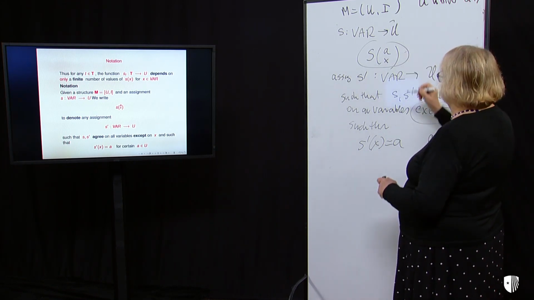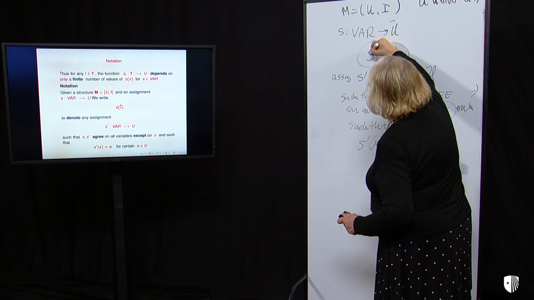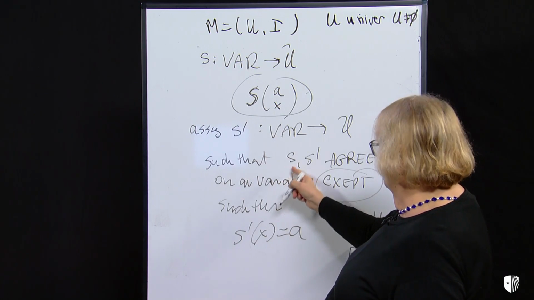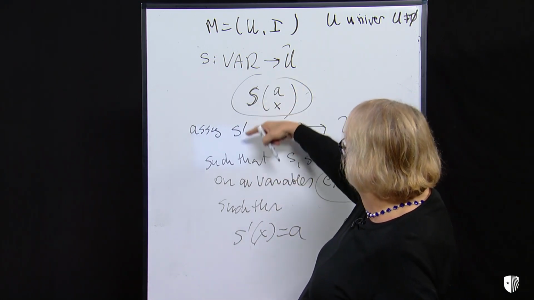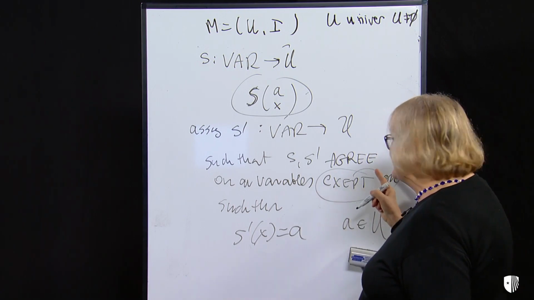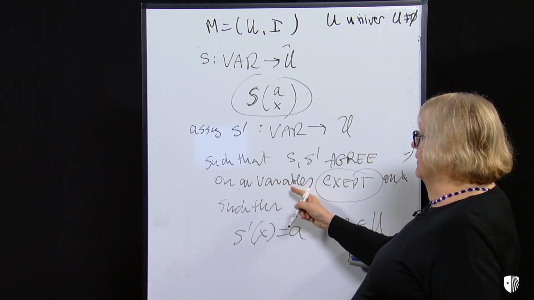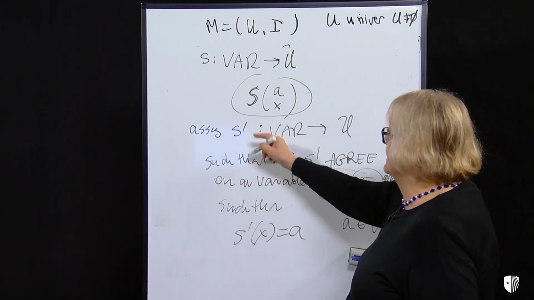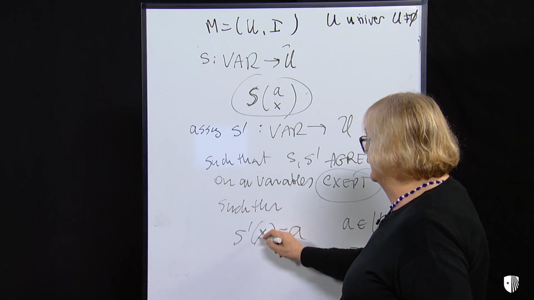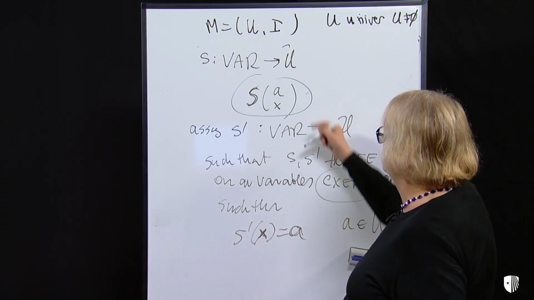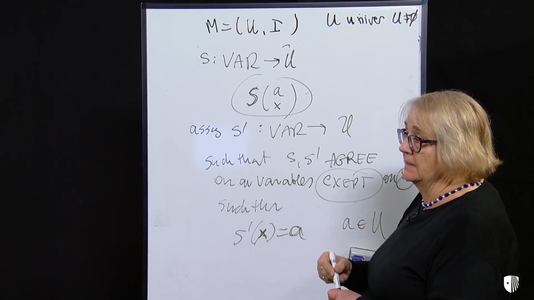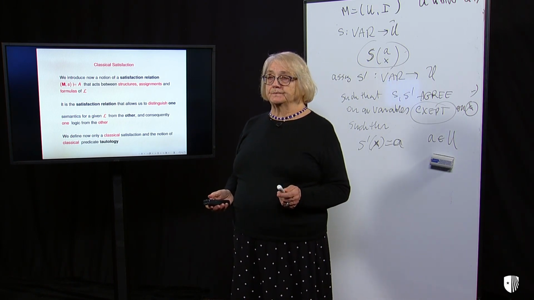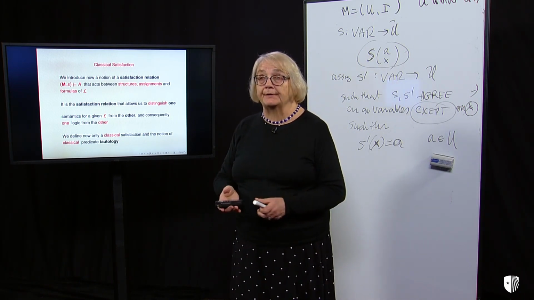So that is our any assignment S prime with the property that S prime and S agree on all variables except for this X, and this S prime has on that X value A, we write it as S_{A,X}. So this is important notation because we will be using it all the time. And now we use the satisfaction relation.